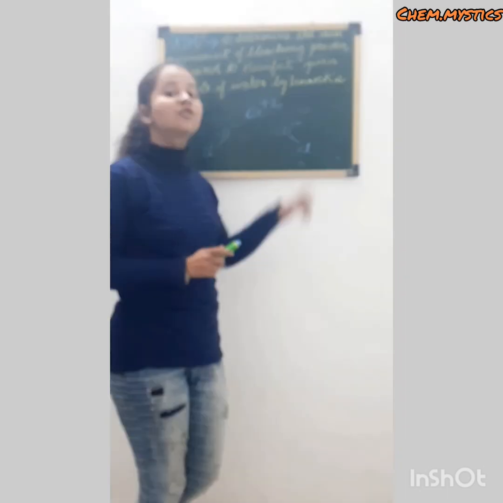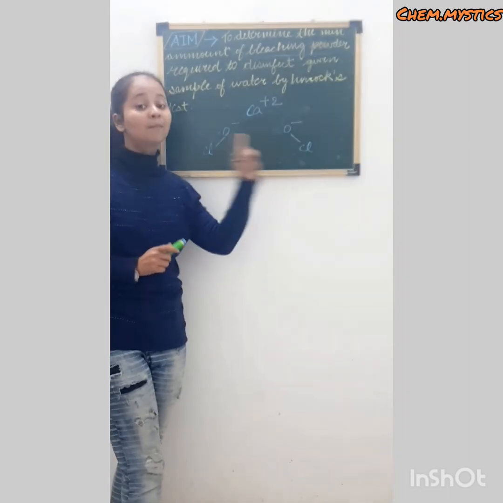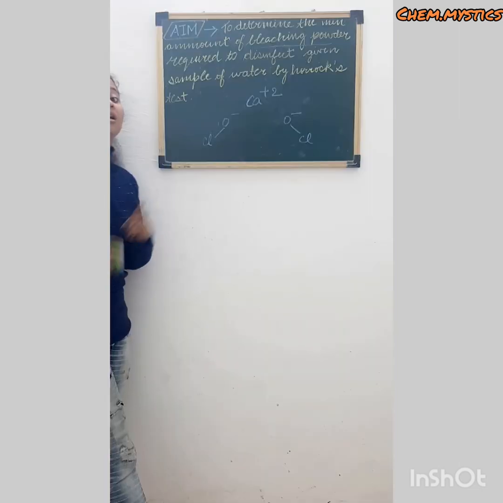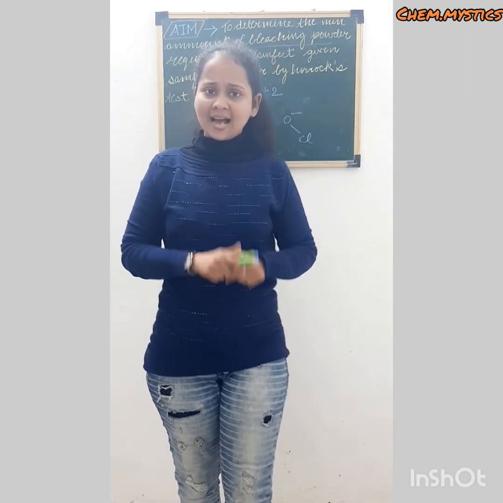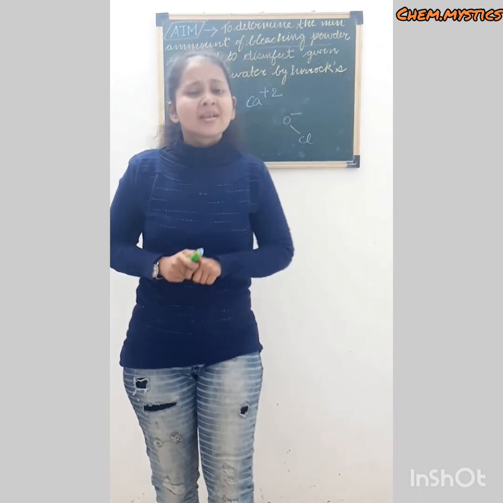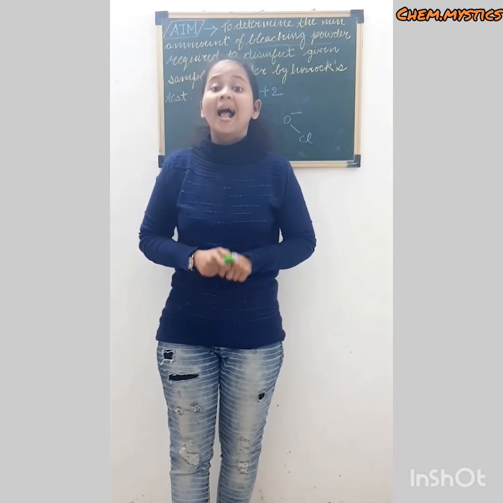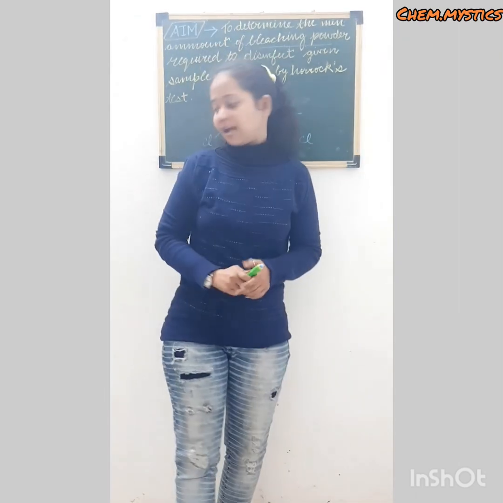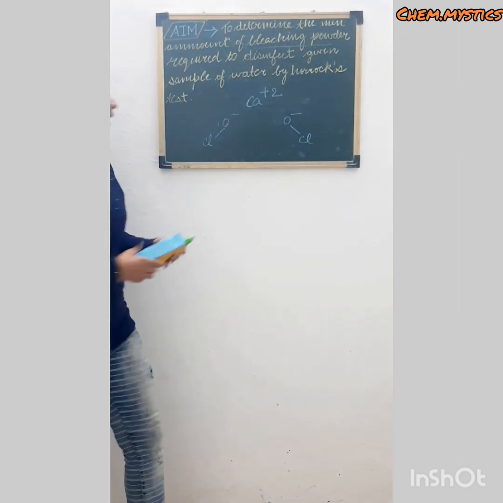Listen guys, this bleaching powder is prepared by the action of chlorine gas on dry slaked lime. I know that you people must be thinking, what is this slaked lime now? So listen guys, slaked lime is just an inorganic compound having chemical formula Ca(OH)2.